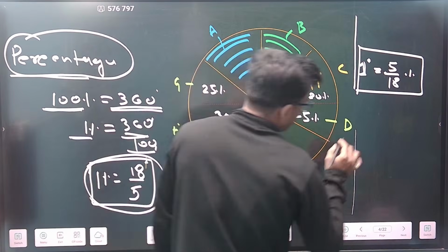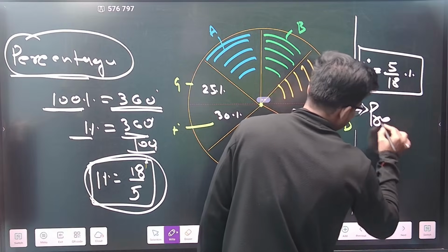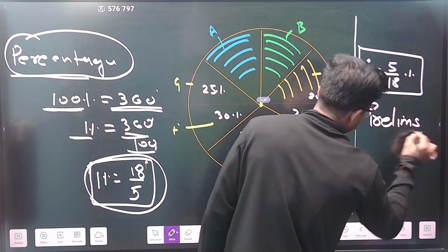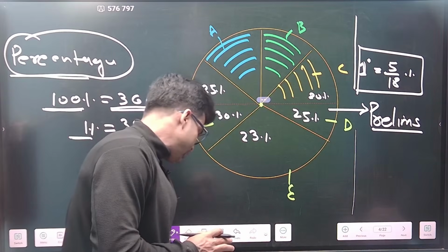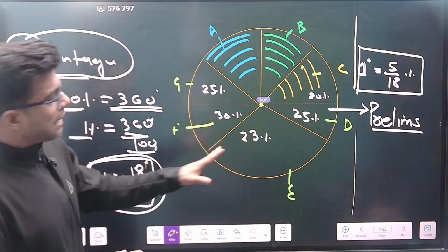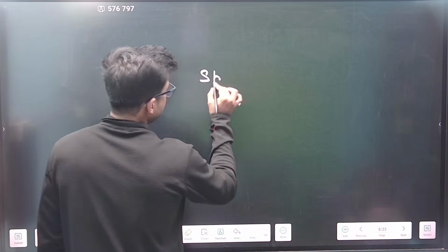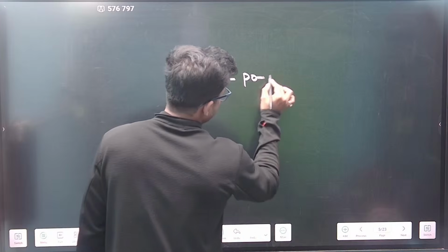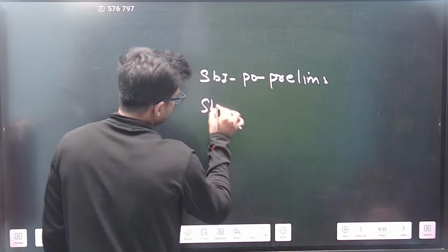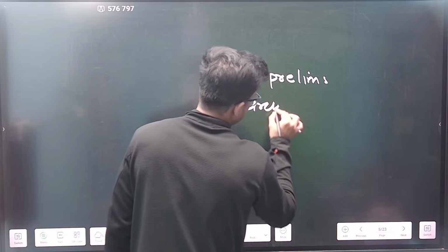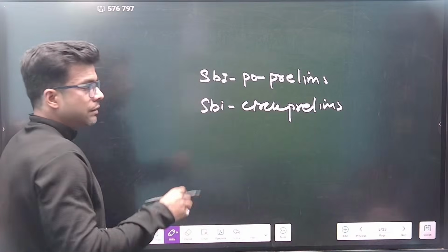Now again, the part which we are discussing today is important for the prelims examination, correct? If you want to clear the prelims examination, then the question which we will be discussing today is basically asked. It is asked in SBI PO prelims and SBI Clerk prelims. Okay, and see how the concept which I have guided you on is helping you or not.